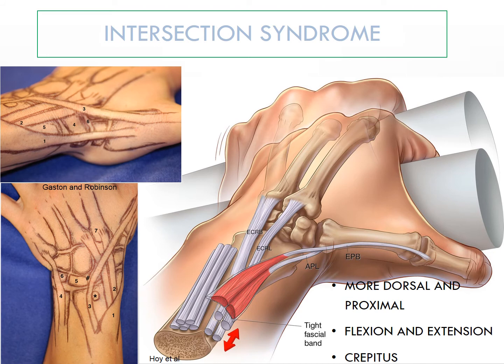Intersection syndrome is very common in rowers, weightlifters, and so forth, and can be confused with de Quervain's tenosynovitis. But what's important to note is that it's more dorsal and proximal. You have pain with flexion and extension of the wrist versus radial deviation, and you hear crepitus along the area of pain. The yellow circles are where the first dorsal extensor compartment is, and the blue circles are where intersection syndrome occurs.